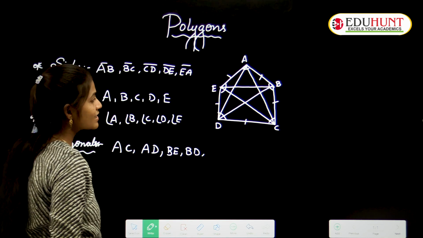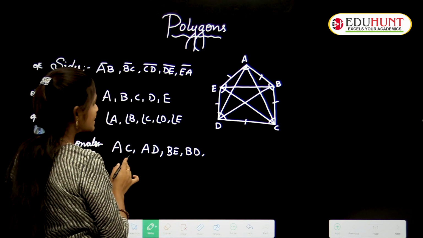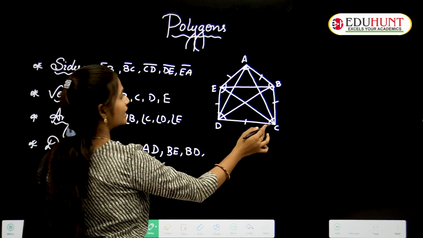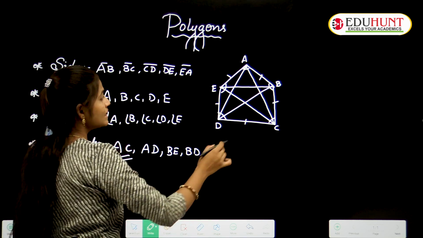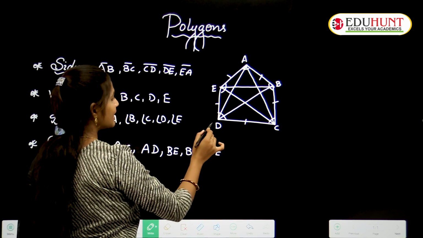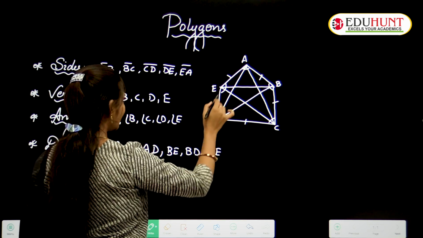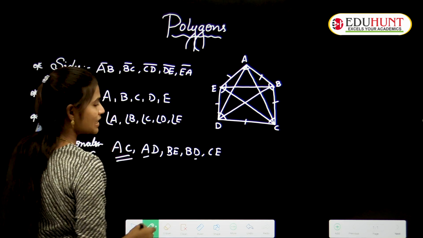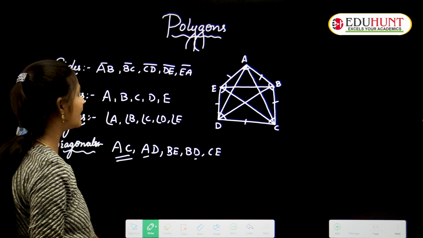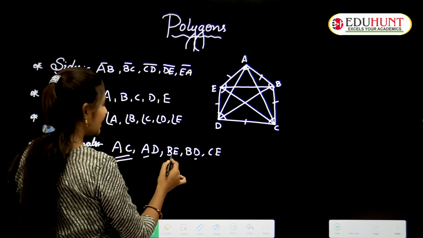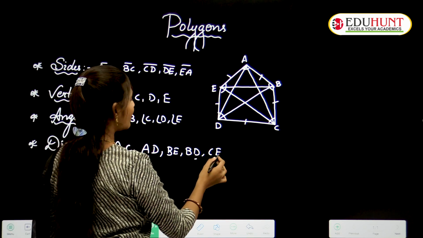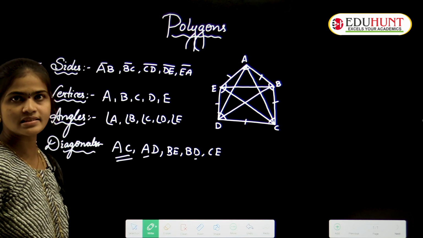Clear? The next one is CA, which is already completed. So another one is CE. CA, CE. Next come to D: DB, DA. DA is completed, DB also completed, so no need to write them again. Next take E: EB, EC. EB is the same as BE, and EC is the same as CE. Those two are also the same.